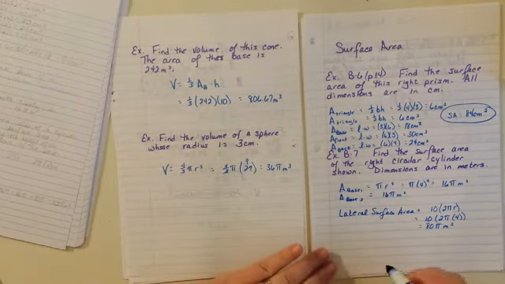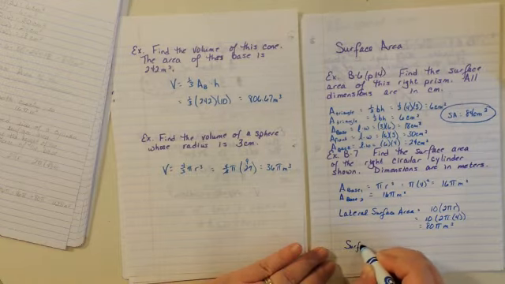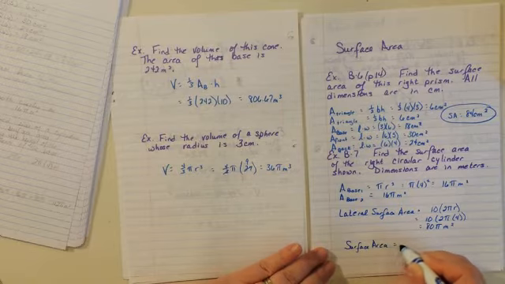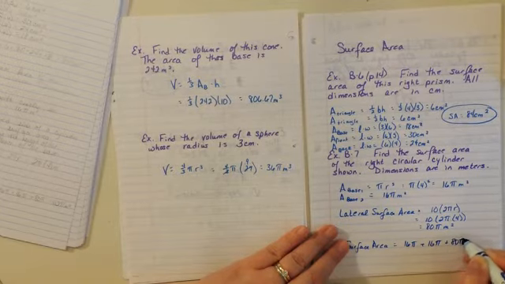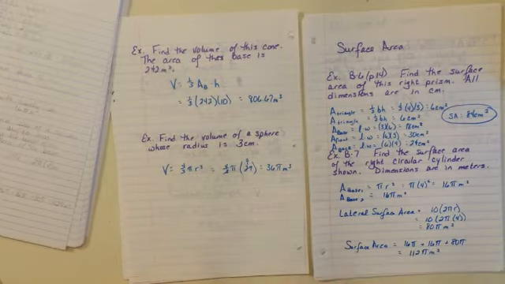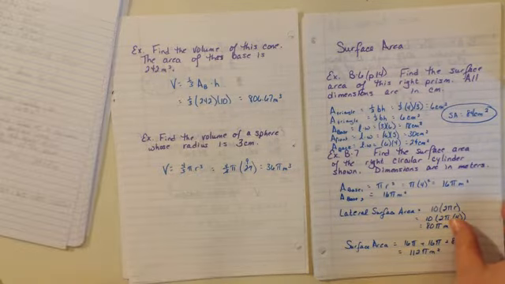Okay? So the total surface area is going to be the sum of all of these. So it's going to be 16 pi plus 16 pi plus 80 pi, which equals 112 pi meters squared. Okay? Take everything one little step at a time.